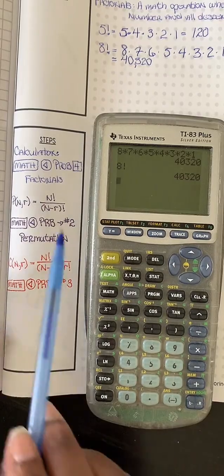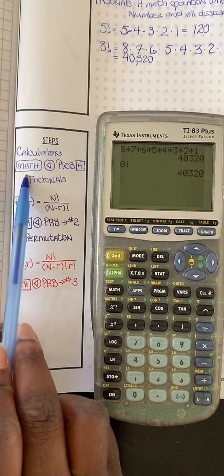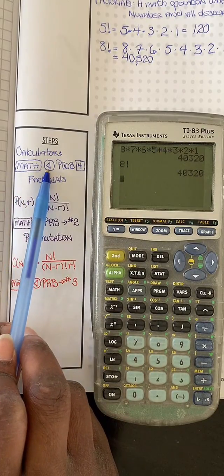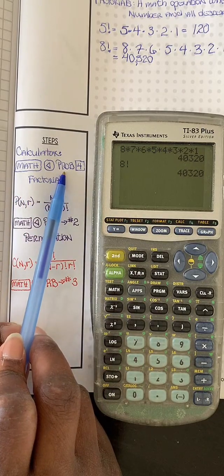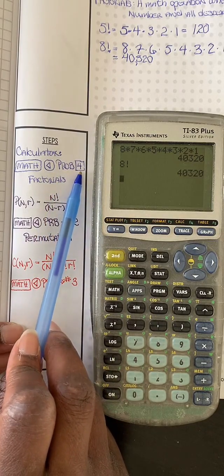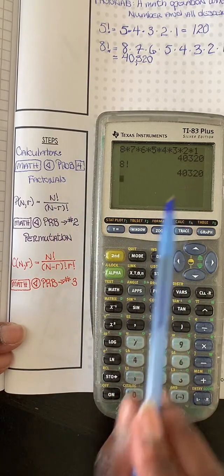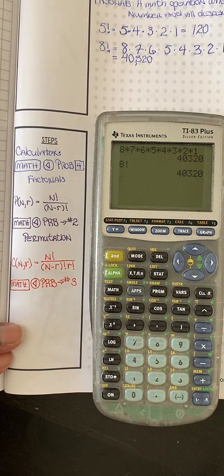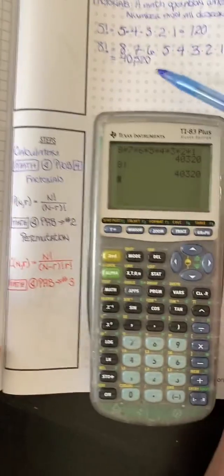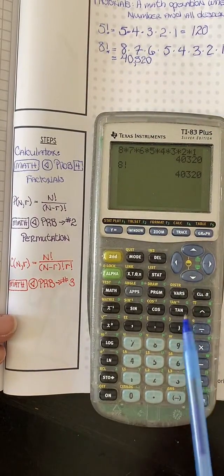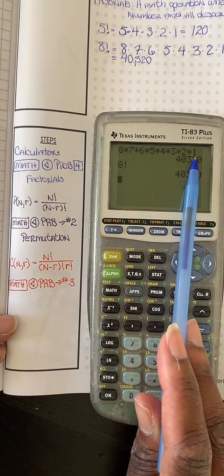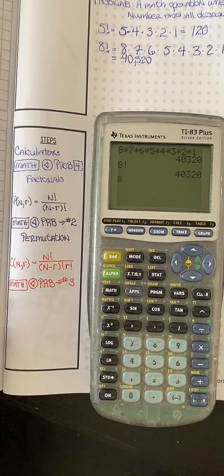So again, if you just want to get to the factorial, you type in the number first, then you hit math, then you hit your left arrow so you can get to your probability section. And then you hit number 4. Once you hit enter, you'll get to your factorial so much quicker. But if you don't have it, this is what you have to do. If there's an 8 factorial, you have to do 8 times 7 times 6 times 5 times 4 times 3 times 2 times 1. So that's how you do your factorials.